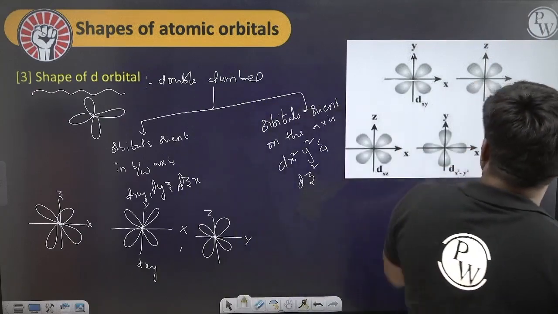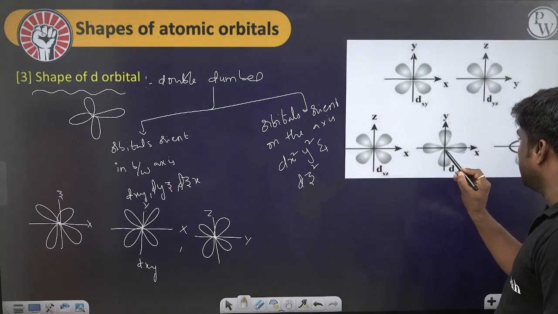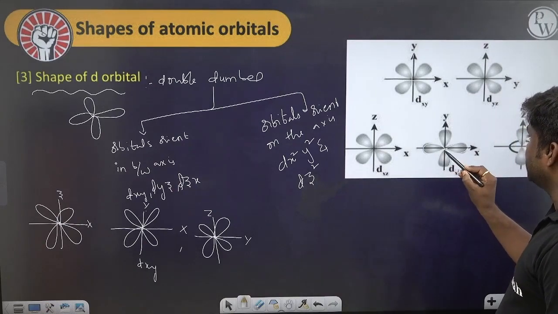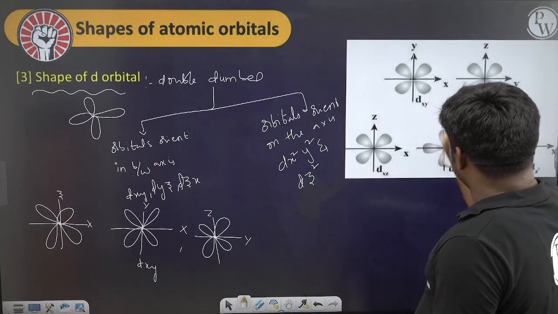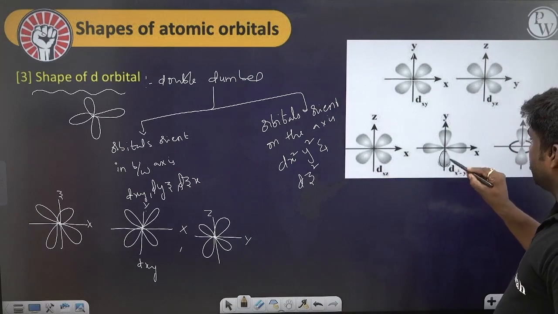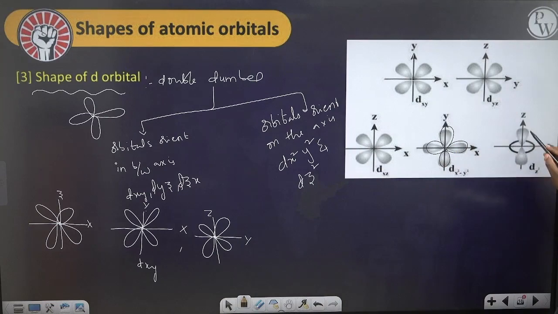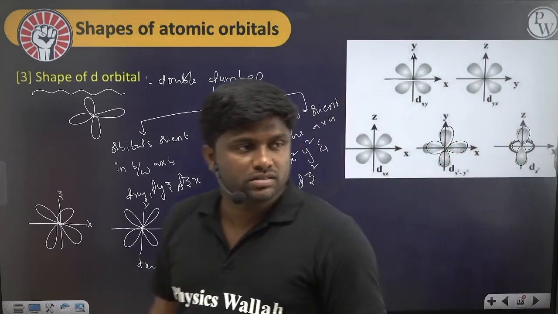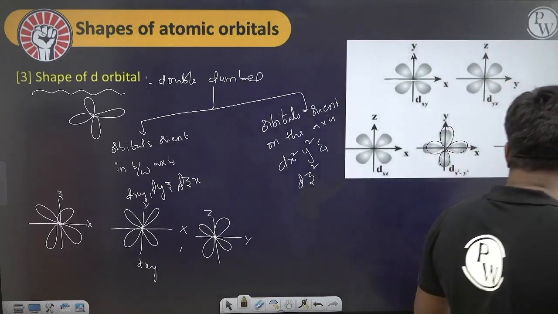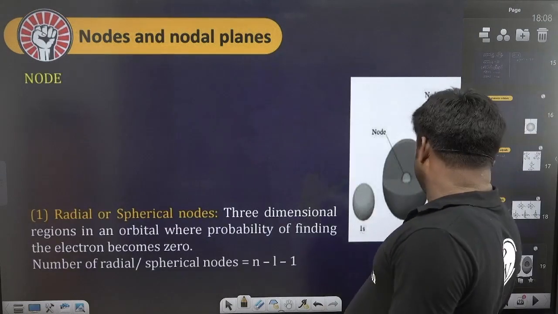Here you have been shown. And dx square minus y square means they are present on the x-axis and on the y-axis. Dz square means they are present on the z-axis, like this. Okay. And next, coming to the f orbitals. F orbitals have a four-fold dumbbell shape, which is not in your syllabus.